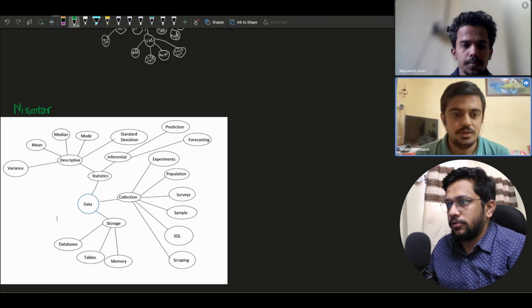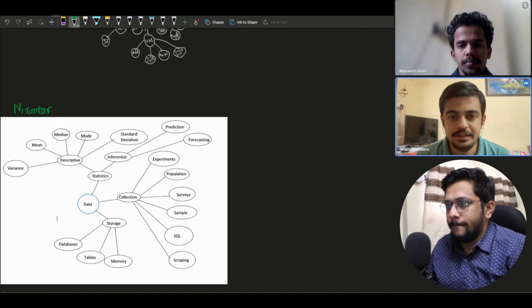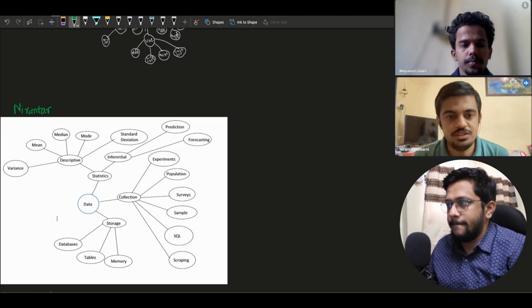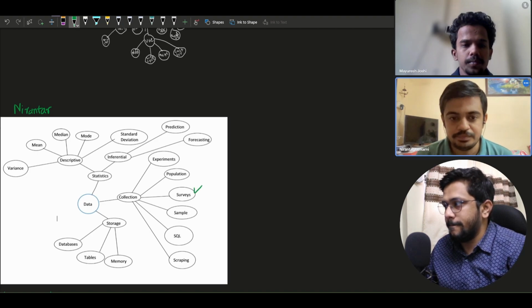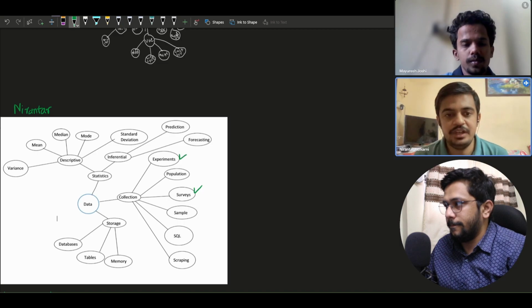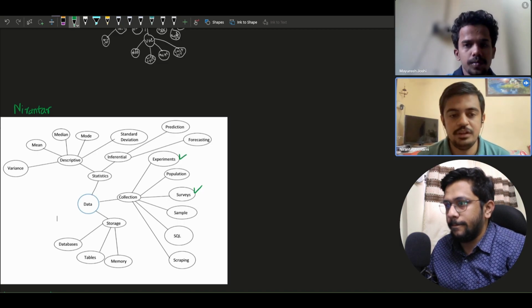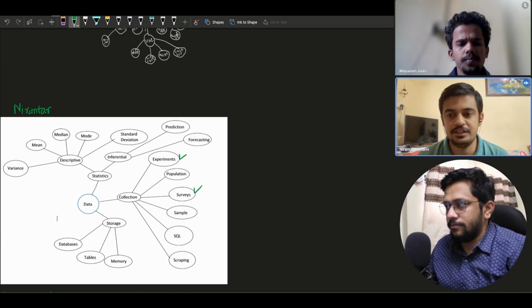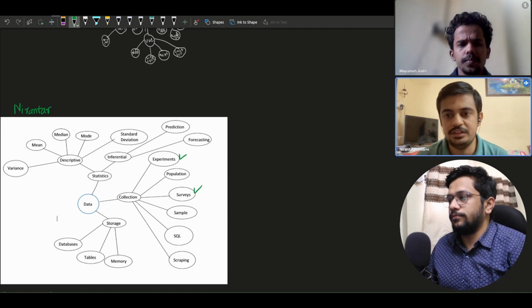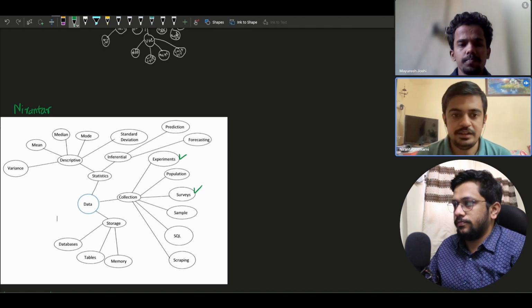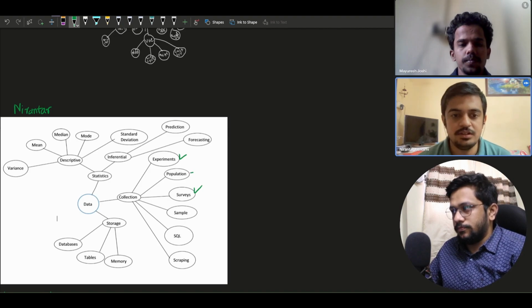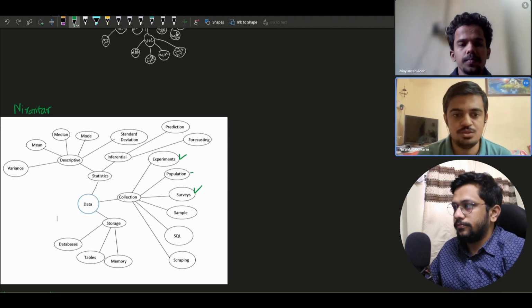Okay, so I think with data, we need to collect the data. First, we can collect the data using surveys, experiments, and in that collection, if we are covering all of the people that we are interested to cover in our data, then it's a population. And if we are taking a subset of that, then it's a sample. So I have involved that in a collection.